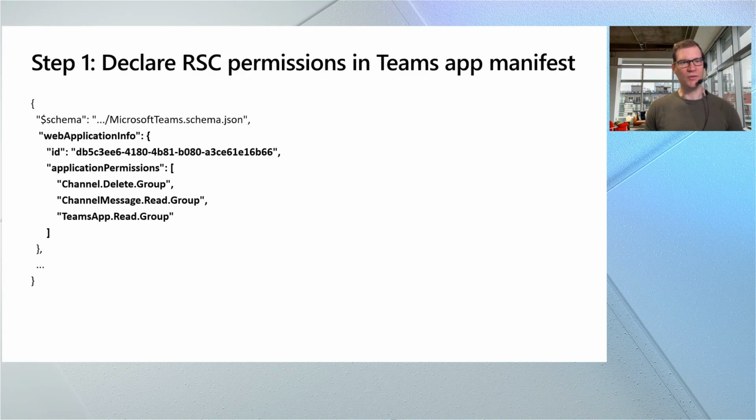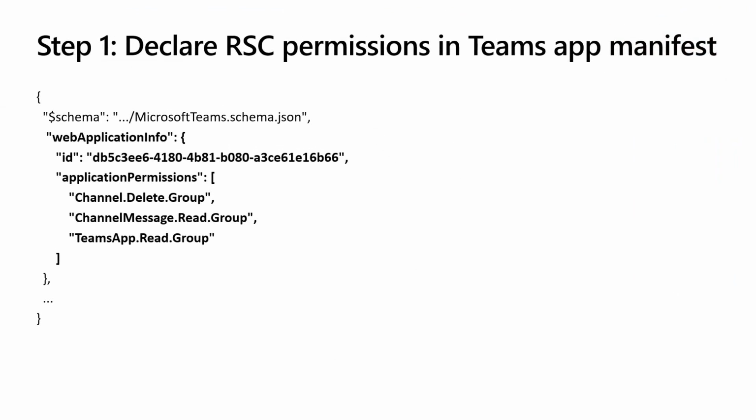What RSC permissions does your app need? In this case, channel.delete.group, apparently it doesn't create channels, just deletes them. Channel message.read.group and teamsapp.read.group. The .group, by the way, tells you it's an RSC permission. Under the covers, all teams are actually part of groups, and so that's why it's a .group rather than .team, because other things under the covers, other workloads as well as teams participate in that group, such as SharePoint and OneNote and Planner, etc. So that's why it's a .group there.